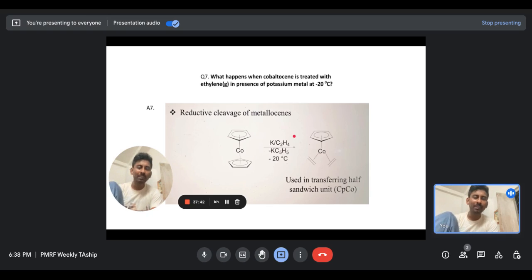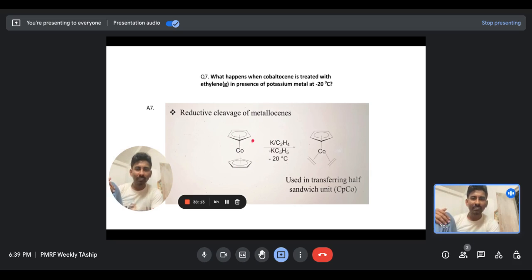So the reaction is between a reducing agent, potassium, which is very strong, and cobaltocene, a very strong oxidizing agent because it is a 19 electron system and always has the tendency to drag down to the 18 electron system, so that it can reduce itself and oxidize the other species. So this is a combination of a very strong reducing agent and a very good oxidizing agent.